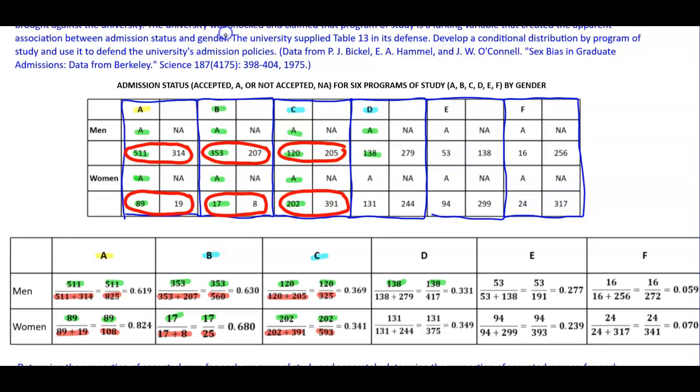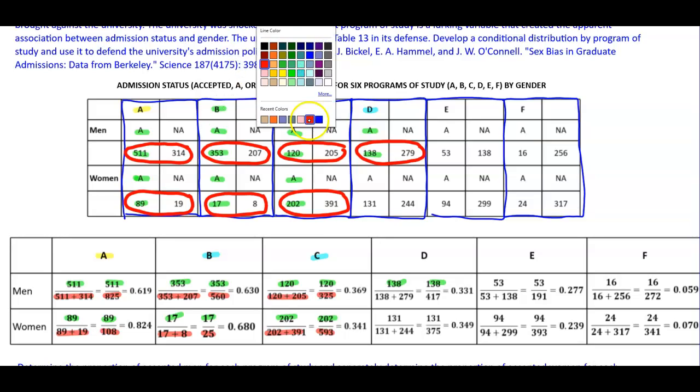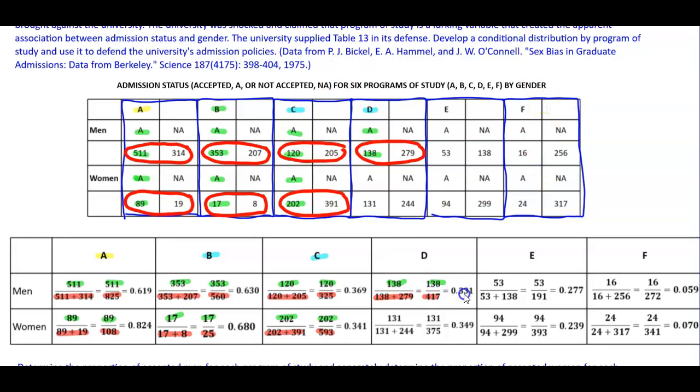Okay, in our denominator, we're going to add these two numbers together for Program D for a total of men in that program. And then we can see that 138 plus 279 gives us 417. So 138 divided by 417 gives us 0.331.